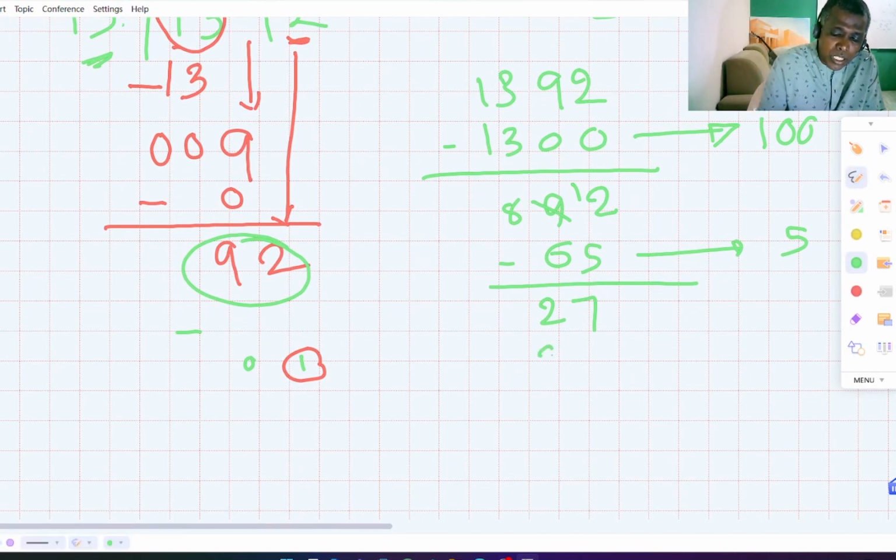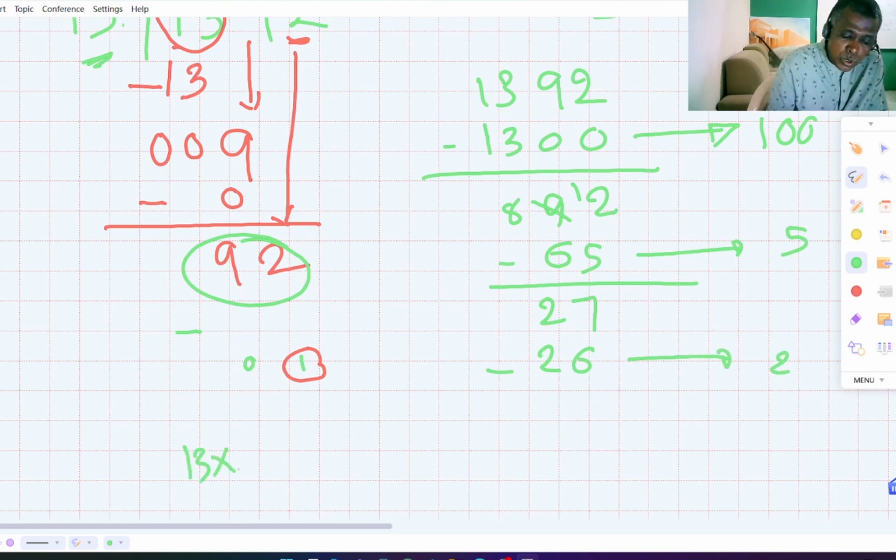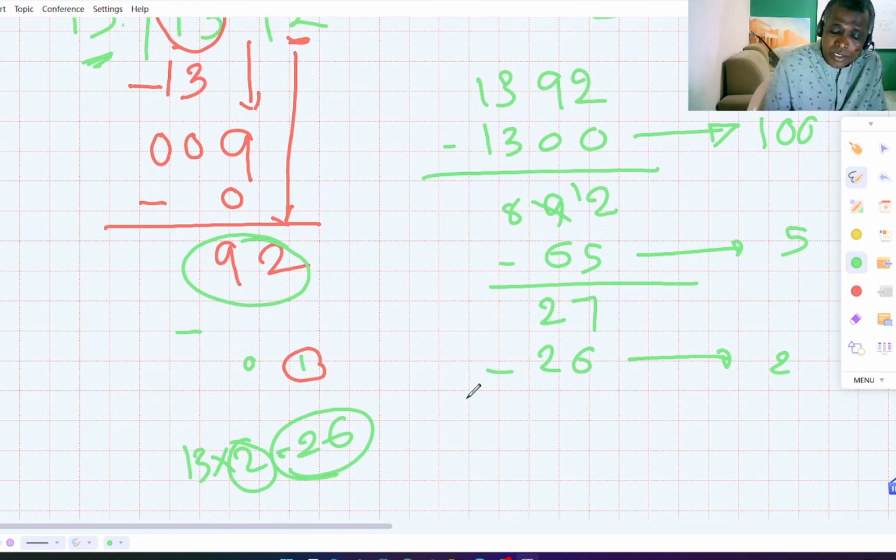You can remove 26. 26 means 13 times 2. 13 times 2 is 26. That means you can remove this 26 from here. That means you can remove 2 groups. How many groups can you make? 2 groups you can make. Yes, remove it. What's the value coming? 1. Only one remaining.